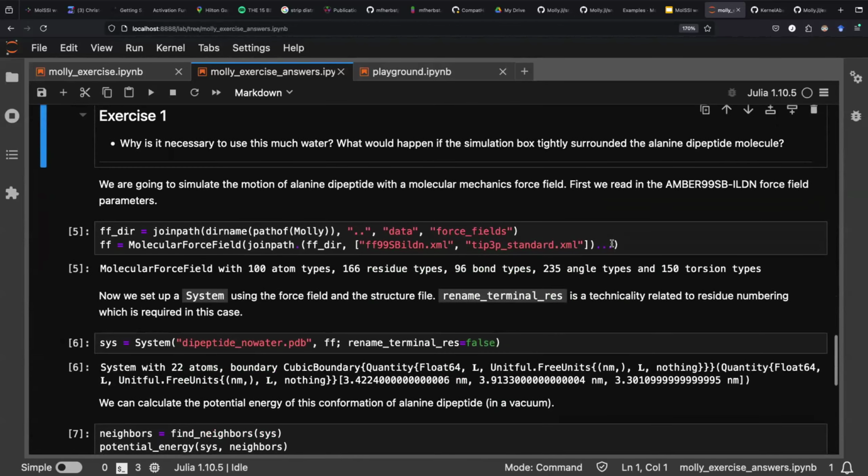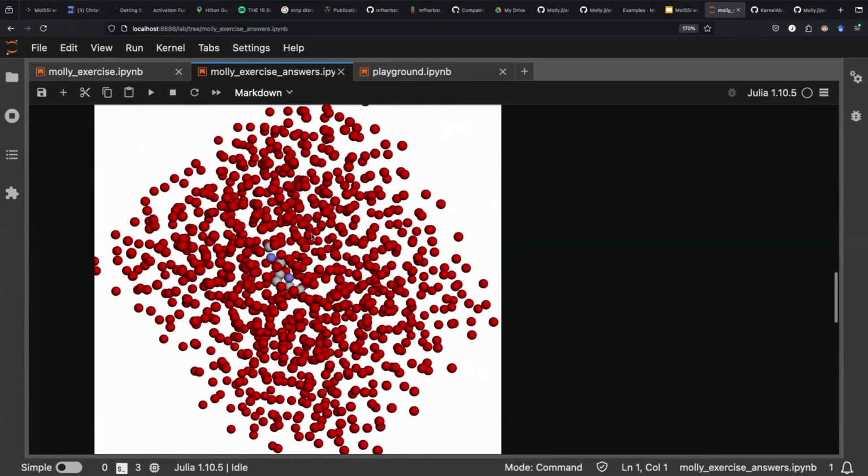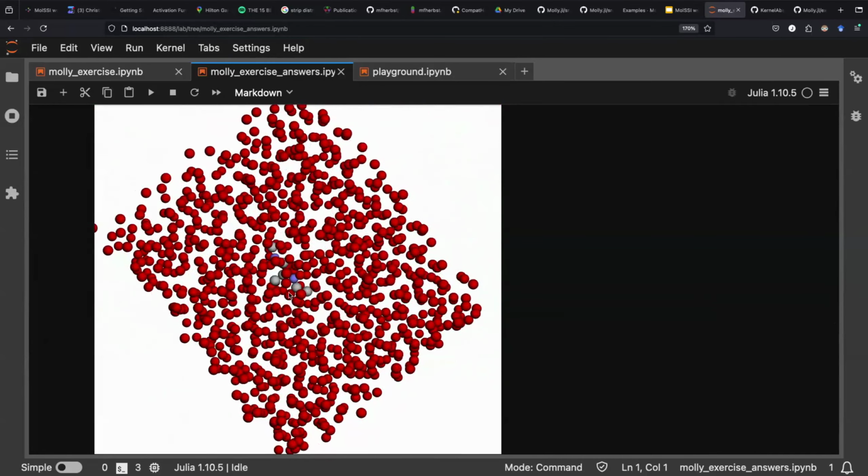Okay, so exercise one: why do we need to use so much water? If we zoom in, we've got quite a big distance to the edge. Why can't we just pack it in really tightly with water? Any ideas?